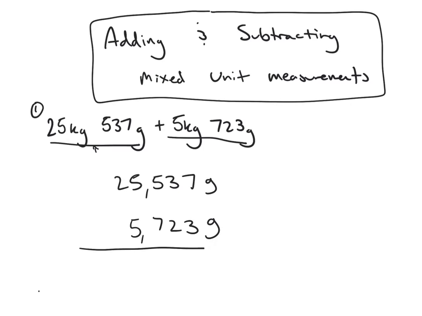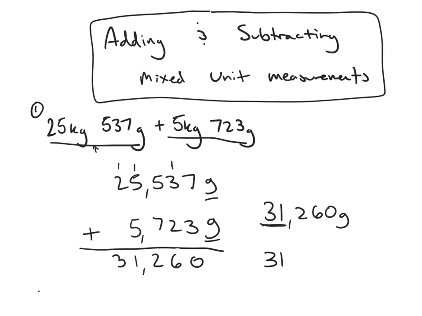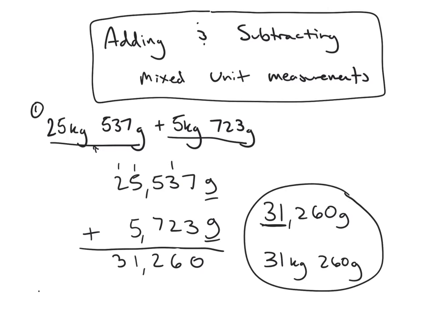5,723 grams. Now that I've converted them both to grams, I'm just going to add it like a regular standard algorithm problem for addition. Oops. Got to make sure I actually add it correctly. There we go. And so I get my final answer of 31,260 grams. Or if I wanted to convert that back to a mixed measurement, I could say that I have 31 kilograms and 260 grams. So either way to represent that answer is correct.